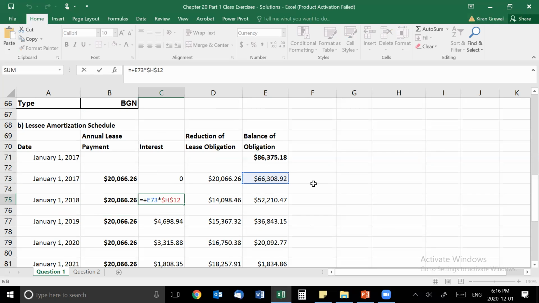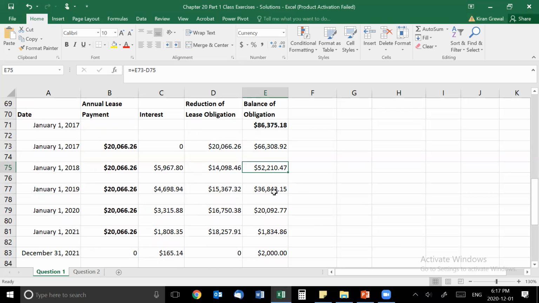So in this case, our balance coming into 2018 is 66,308. Take 20,000 minus 5,900 gives us 14,000. Take 66,000 minus 14,000 gives us 52. Okay, so hopefully you get the hang of this, and you just keep going down and doing the same thing. 20,000, this 4,600 is your 9% times 52,000. 20,000 minus 4,600 gives us 15,000. 52,000 minus 15,000 gives us 36.